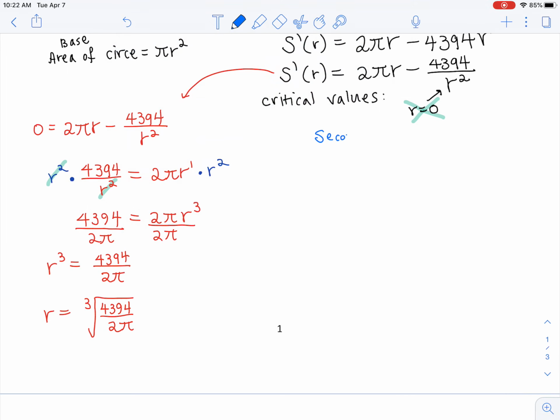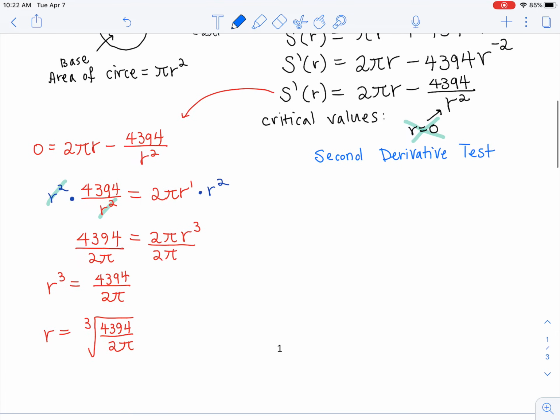How do you know that this will be the local minimum or the absolute minimum in this case? Remember the second derivative test? Let's do that real quick. Second derivative test. Now, in order for me to do the second derivative test, I need to find the second derivative, right? So going from that first derivative, let me go ahead and find the second derivative.